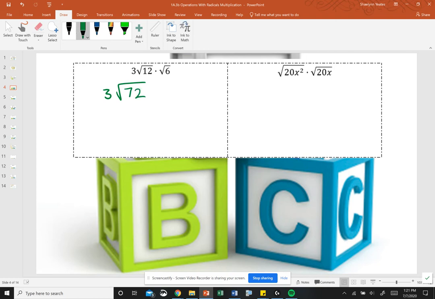Now, 72 is kind of cool because I already know we can reduce it. So I know that 72, well, I know it's 12 times 6, but I want to do 36 times 2. Now, do I know the square root of 36? Yeah, it's 6. So I'm going to take 3 and multiply by the 6 because that's what the square root of 36 is. And I get 18. And then the square root of 2 is all that's left underneath there.